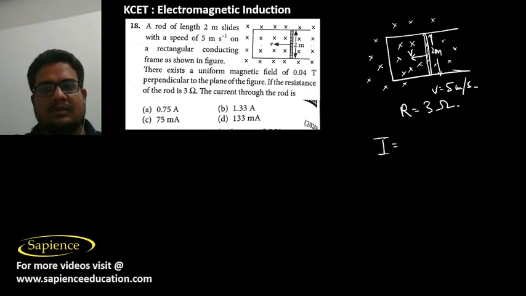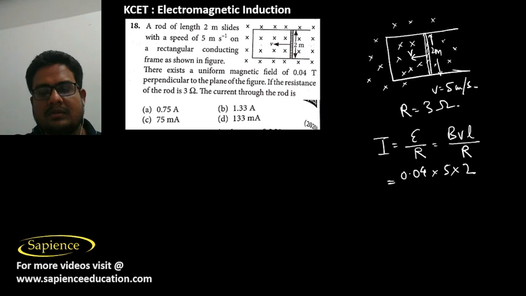So the resistance of the rod is 3 ohm. So the induced current will be induced EMF divided by the resistance. Induced EMF is vBL, divided by R. So B is the magnetic field, 0.04 tesla, into the velocity, that is 5, and the length of the rod, that is 2 meter, divided by the resistance, that is 3. So this much ampere is equal to 4 into 5, so 20 into 2, that is 40, 40 by 3 into 10 power minus 2 ampere.